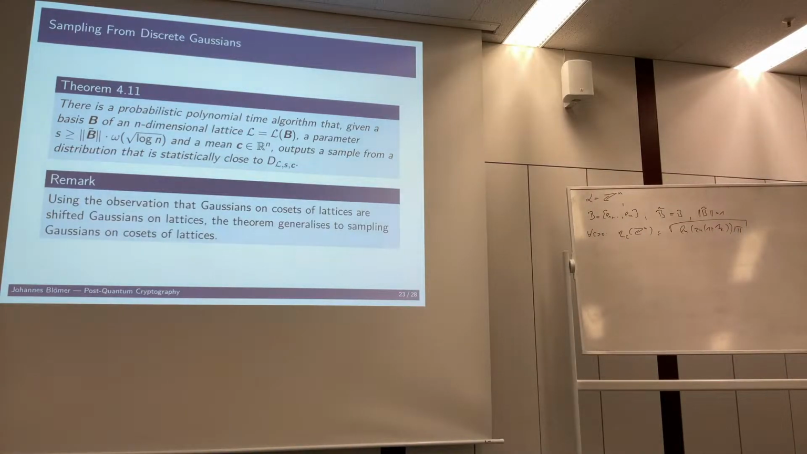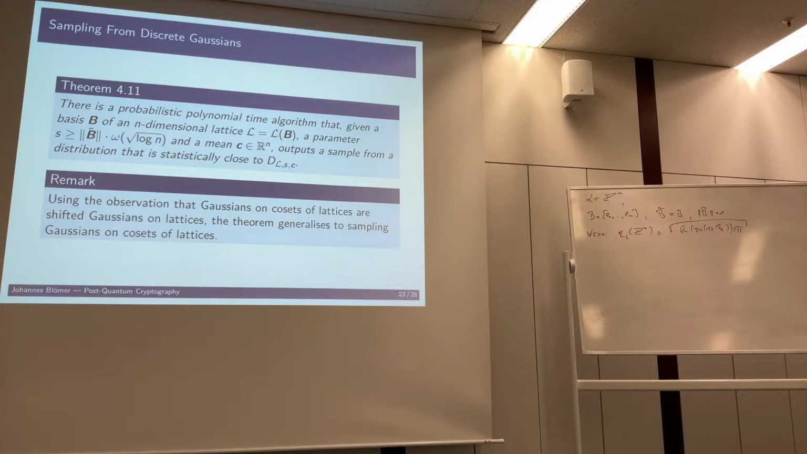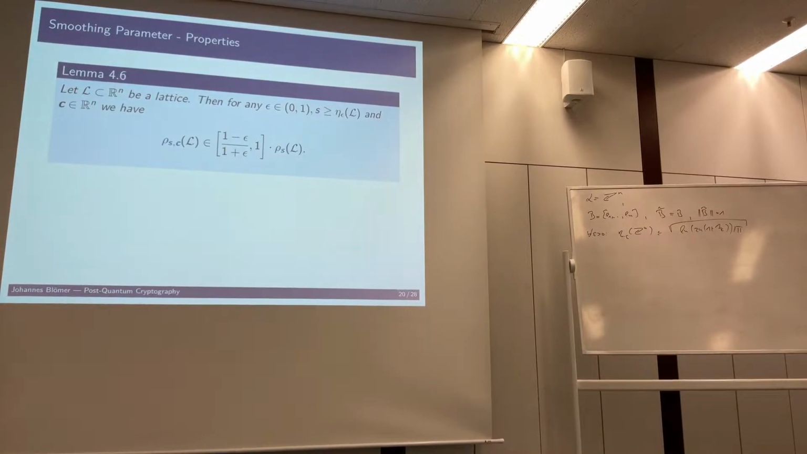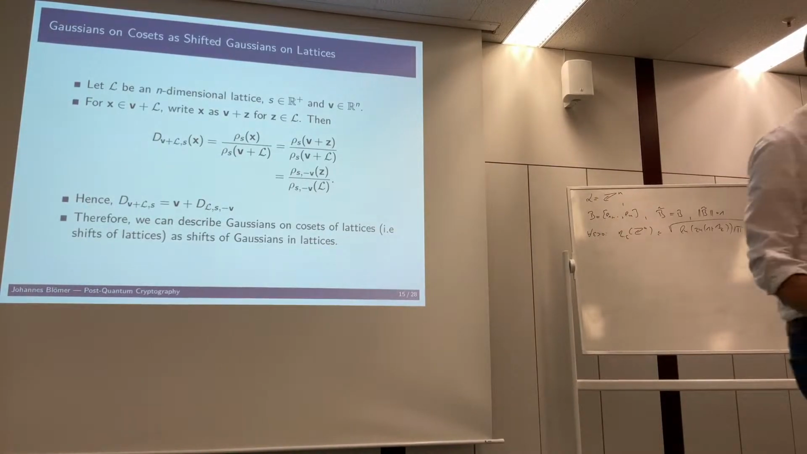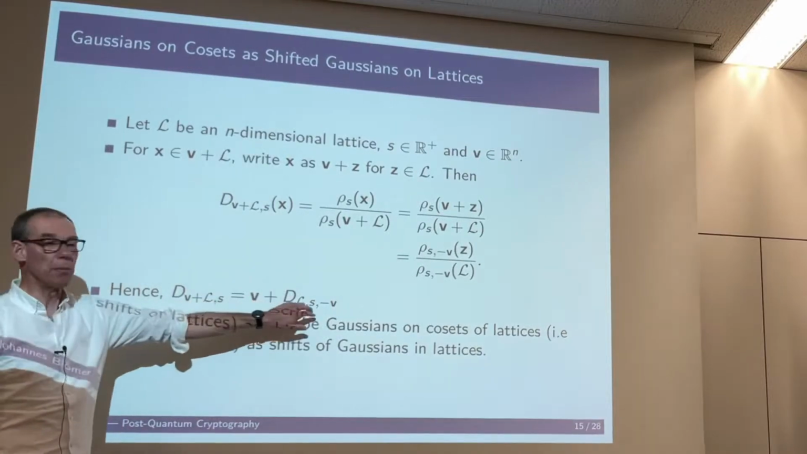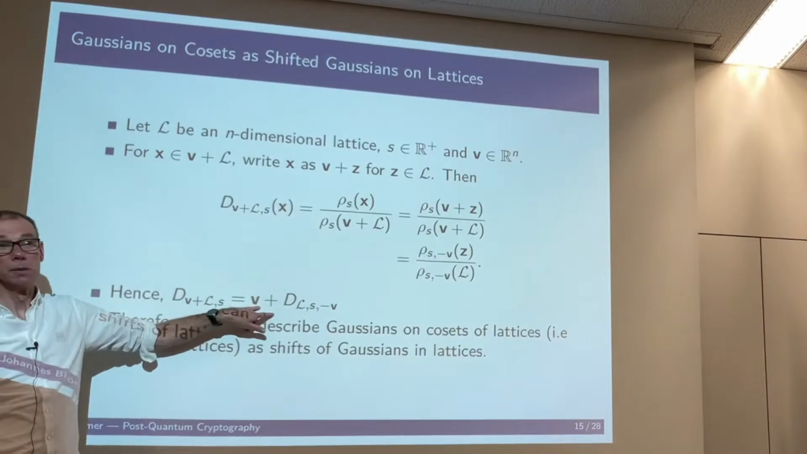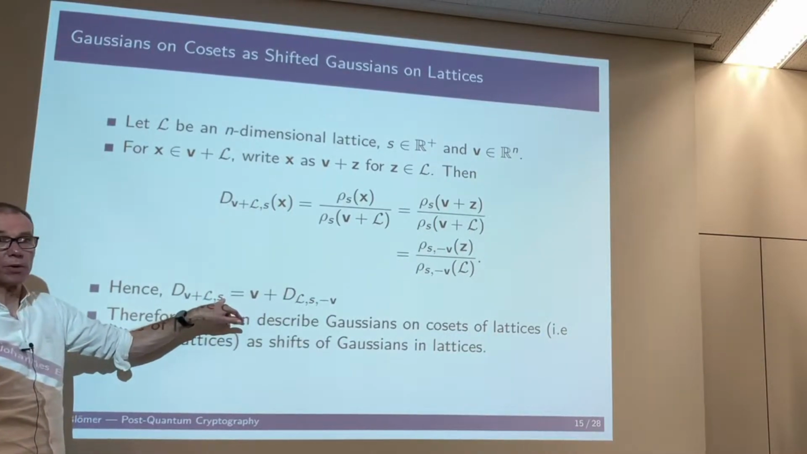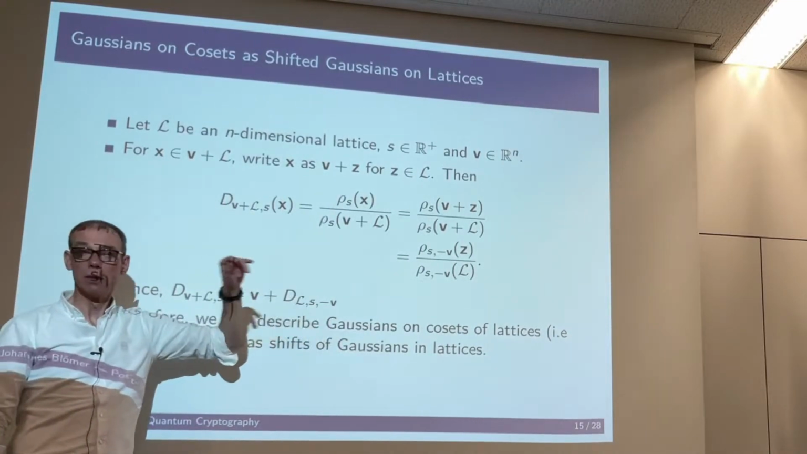As I said, if we go back, this generalizes to sampling on cosets of lattices. Why? If you go all the way back to here: sampling on cosets of lattices, sample on the lattice, shift. But here it's important that we not just be able to sample with mean 0, but with arbitrary mean, because that is what we want here.